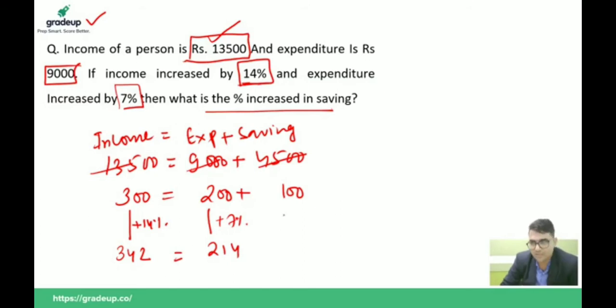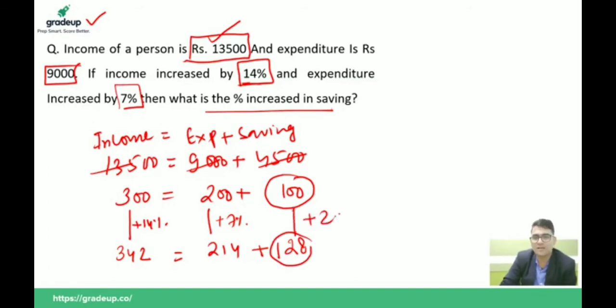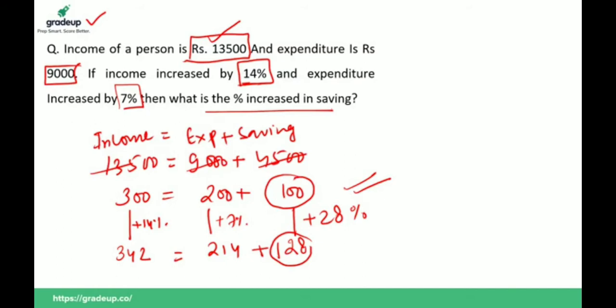Now, guys, please listen. Thank you, Fazul Haq. If income is 342 and expenditure is 214, then saving will become what? 128. Okay. Now, since the saving was 100 rupees, now the saving is 128 rupees, then saving increased by 28%. So, guys, you can do this question by using ratio method. This is one of the best methods to solve this question. Yes, guys. Any doubt, please write in the comment box.